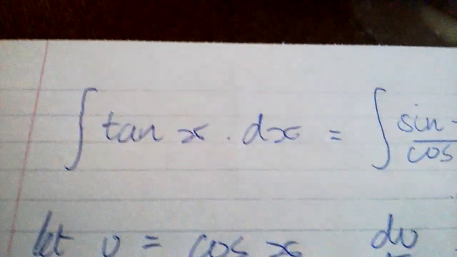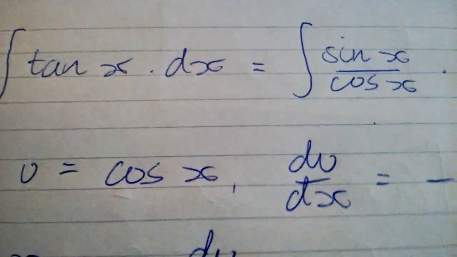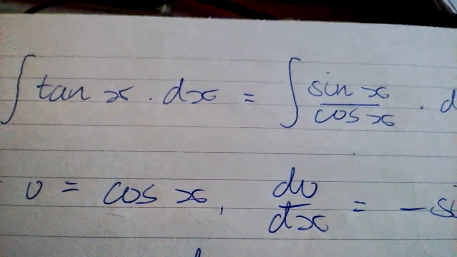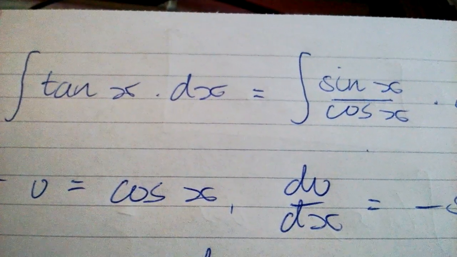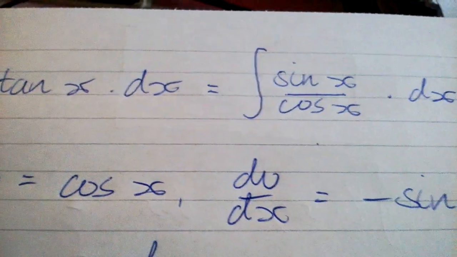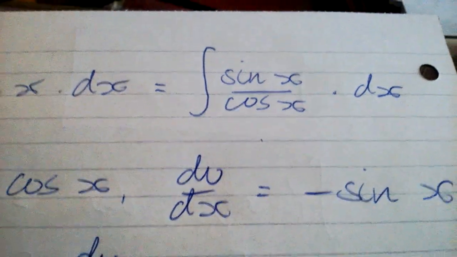Okay, so let's now integrate tan x dx. The tan of x dx is the same as integrating sine over cos dx. Now, I'm not going to use the product rule this time. I'm just going to use substitution this time.